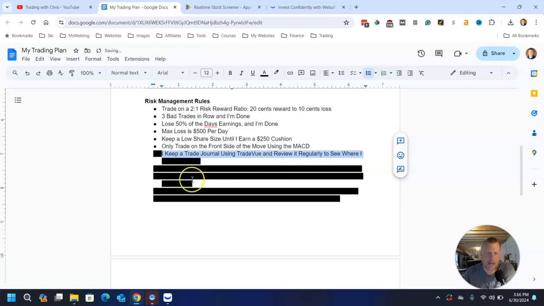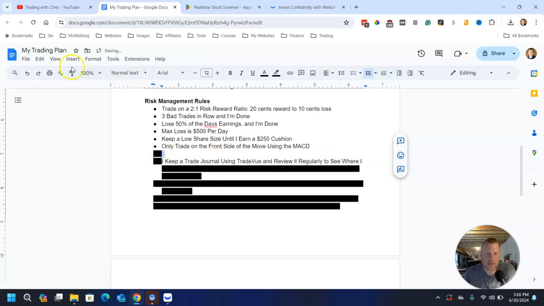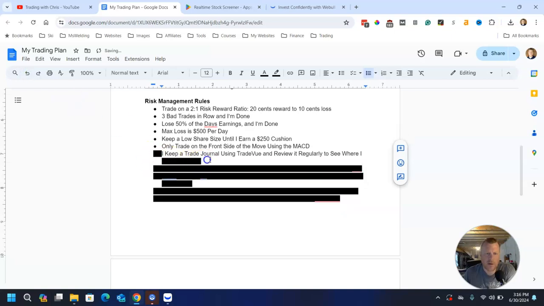All right, next, I want to keep a trading journal using TradeView. I haven't started using TradeView because they do charge if you upload too many. I might start doing that shortly just so I can record all that in there. I think it'll help out. I know other people use TradeView to track their trades, and it's a good way. You can also use a spreadsheet to help you do that as well.